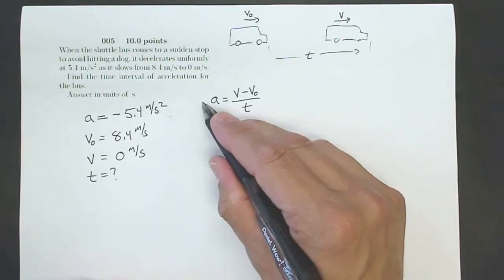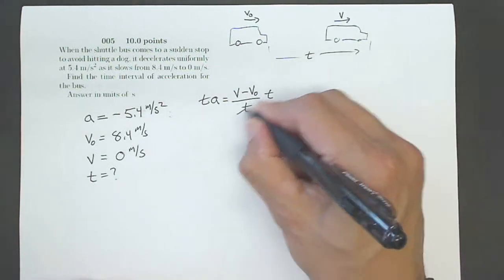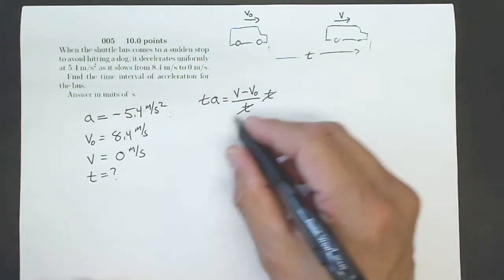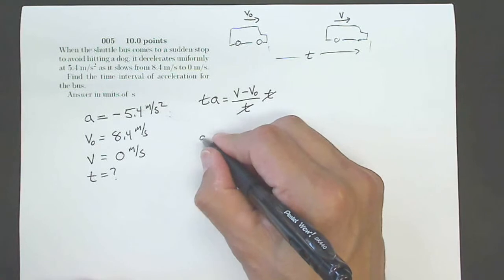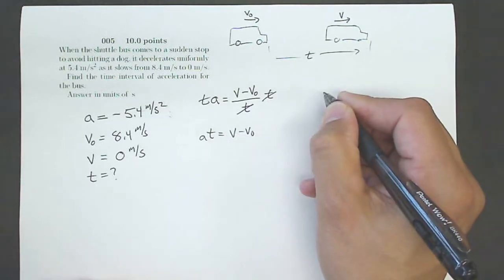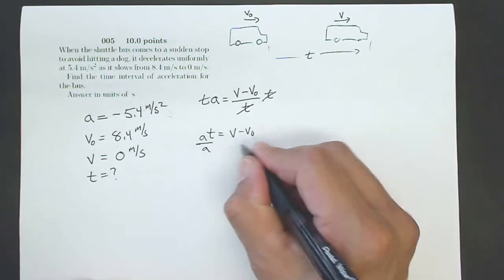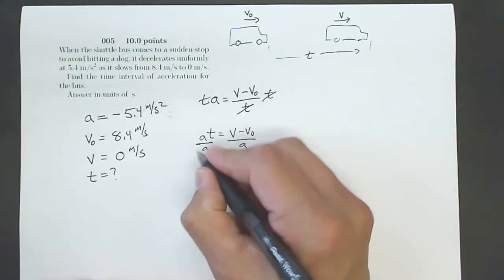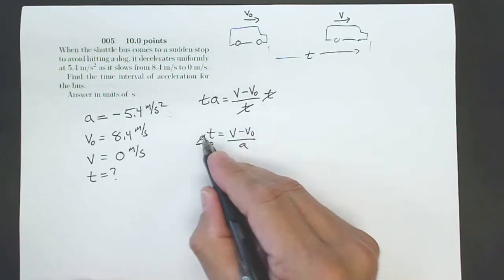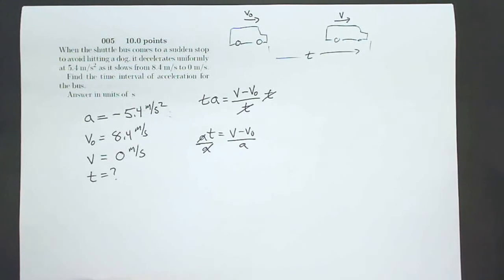If I multiply both sides by time, then time goes away, and I get acceleration times time equals v minus v0. Then to get time all by itself, I'm going to divide by acceleration, and then acceleration cancels out, and I'm left with time equals final velocity minus initial velocity divided by acceleration. So now I can solve for time.